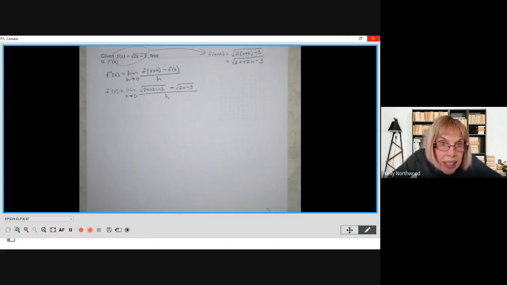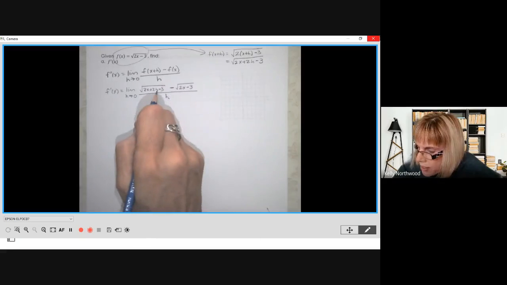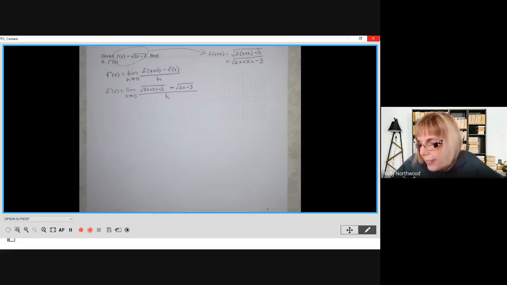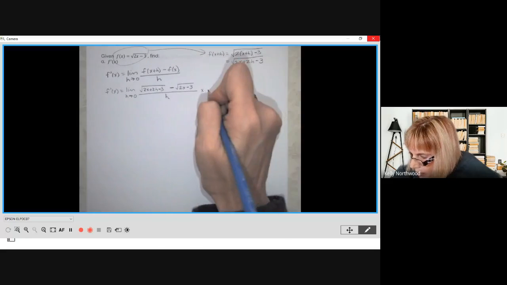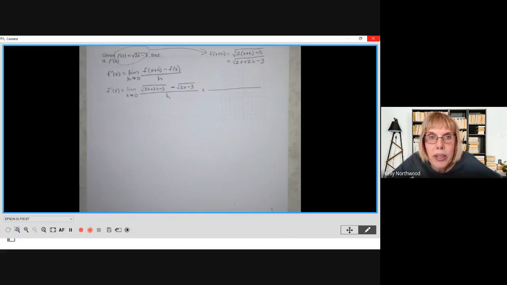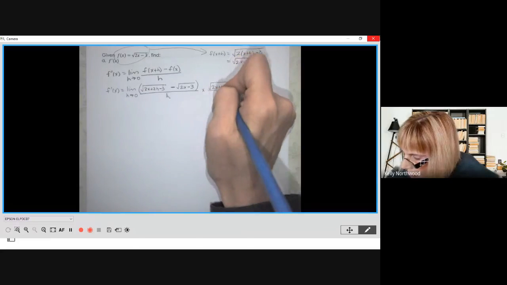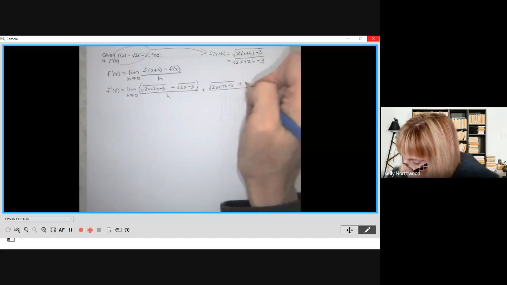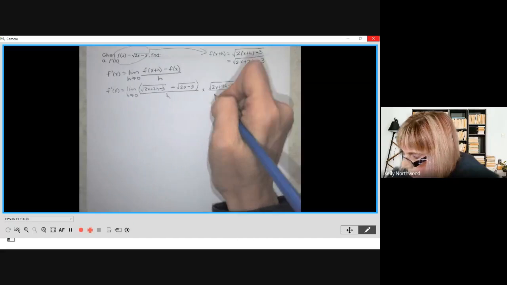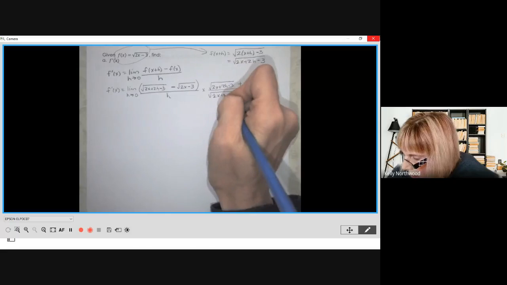And we cannot let h approach 0 because the bottom would approach 0. So we have to somehow free up this h from under here. And that would be by multiplying by the conjugate, top and bottom. Does anyone think they know what the conjugate for this numerator is going to be? Same thing, but with a plus? Yep, same thing, but with a plus. Perfect. So root of 2x plus 2h minus 3 plus root of 2x minus 3. And then we have to do the same thing to the bottom.